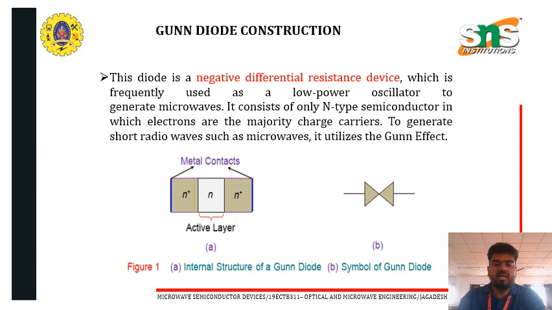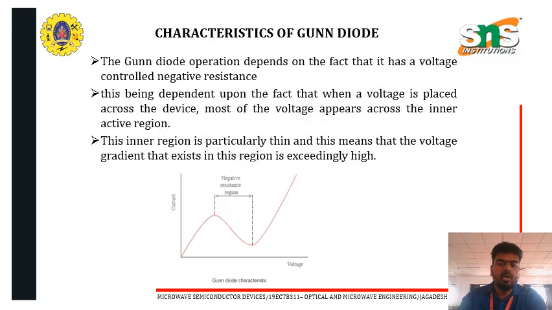So you can see the internal structure of the Gunn diode and the symbol of the Gunn diode here. Here we have two N plus layers and one N active layer. The metal contacts are also there. Now we can see the VI characteristics of the Gunn diode.